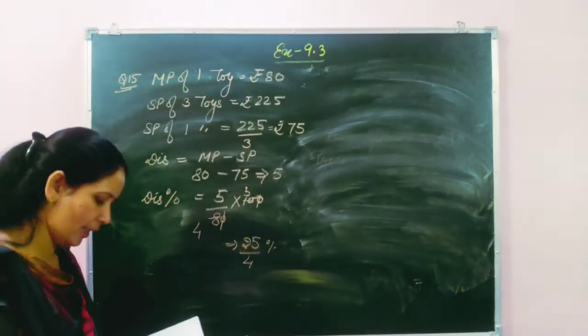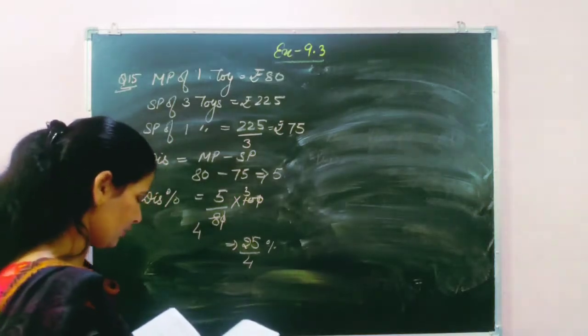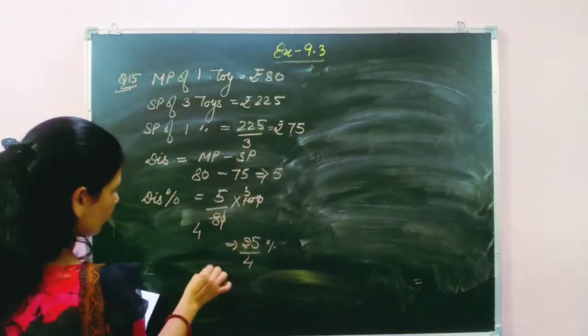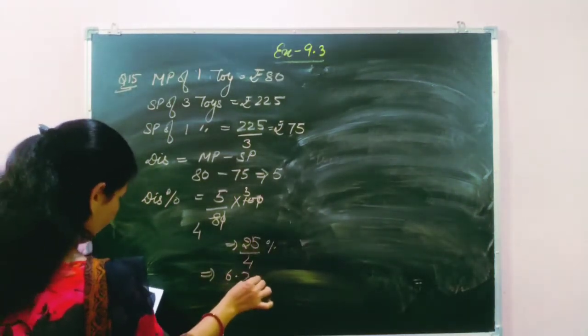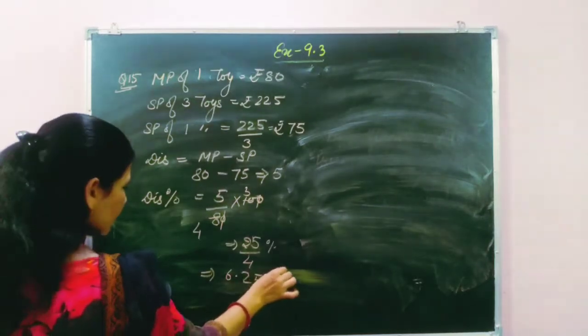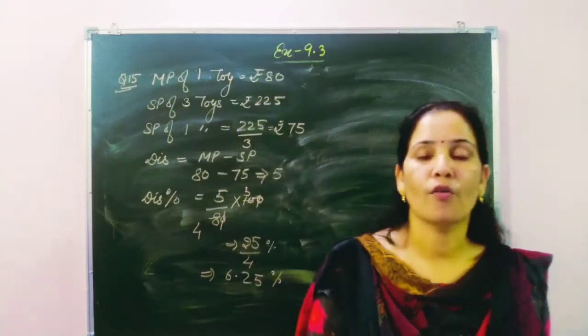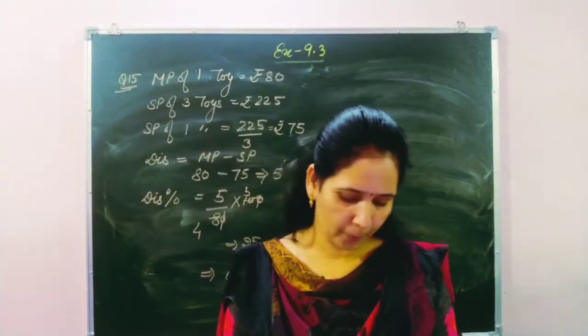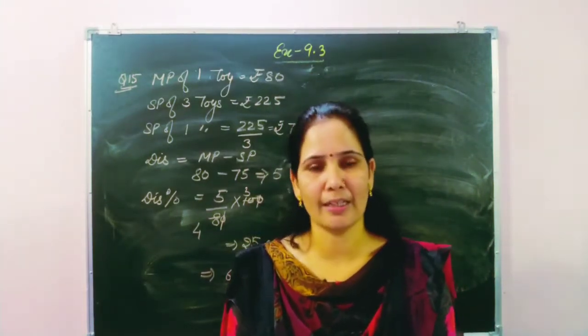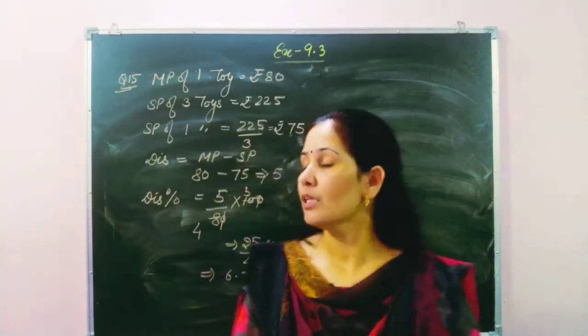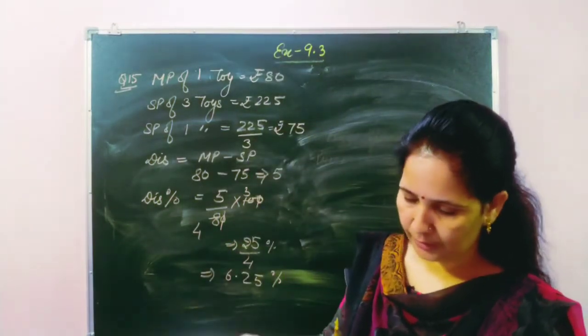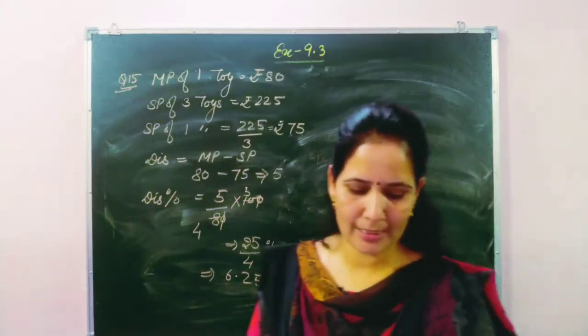And if we convert this into a decimal, it will be 6.25. Okay, 6.25% discount is offered by the shopkeeper to sell that toy. Okay students, so this is our question number 15. Now let's move to question number 16.